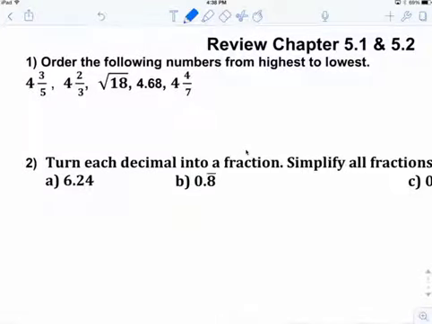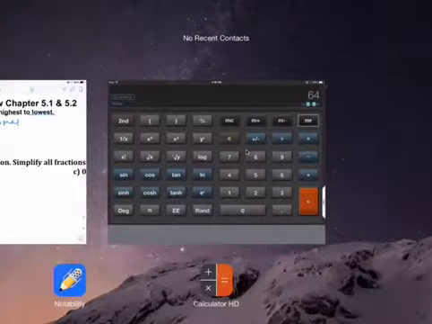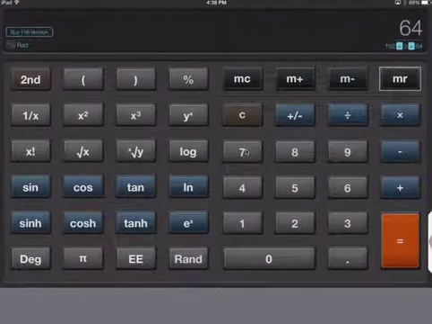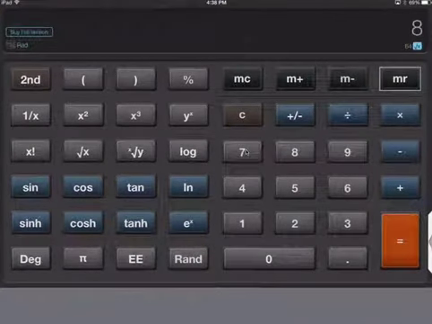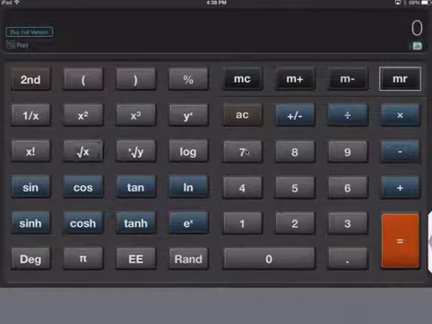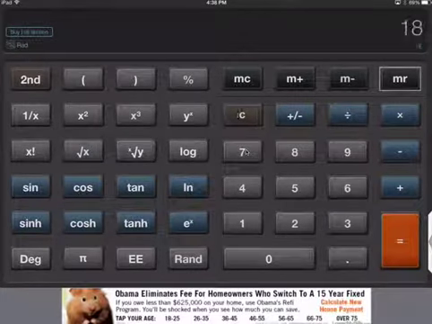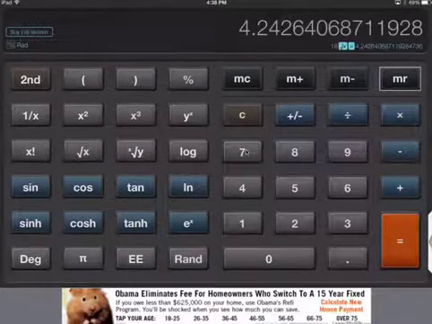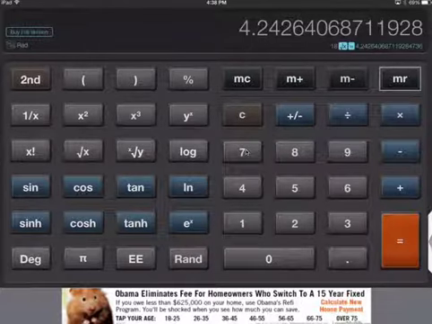Back side of your homework, make sure you make all these into decimals, including this. So turn it all into decimal and order it from highest to lowest, okay? Most of you, if you don't know how to do the square root into decimal, you just put square root, clear, first I need to clear everything, square root 18 equals, there you go. Your answer is 4.24264, that's what you would write.